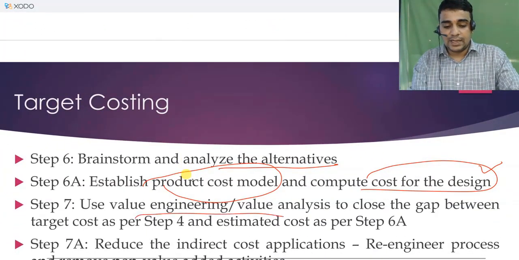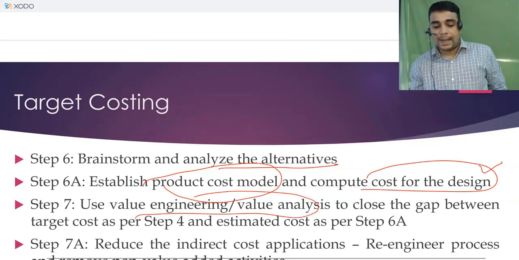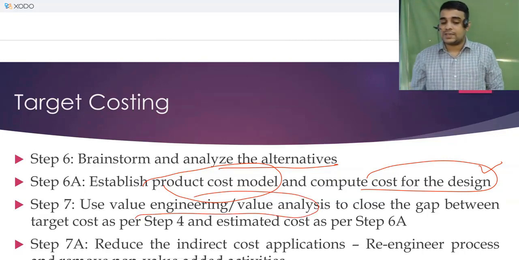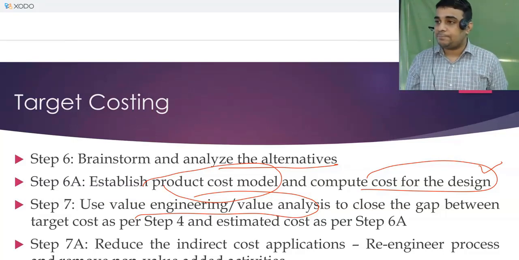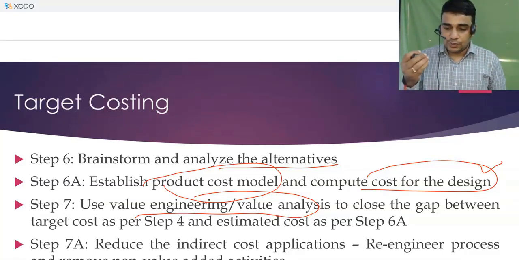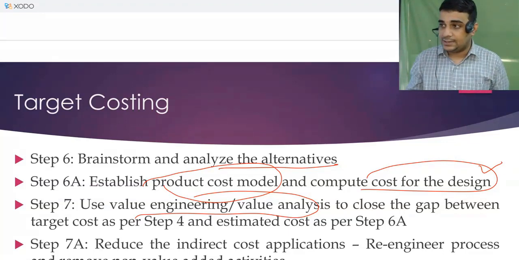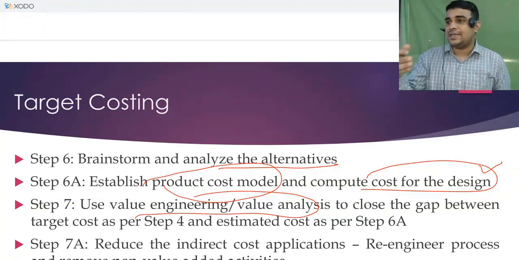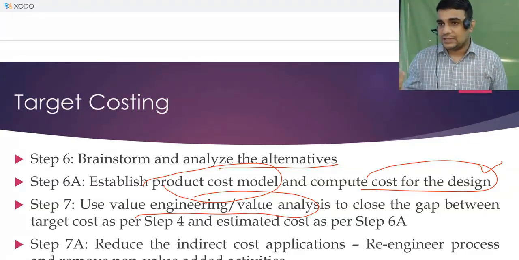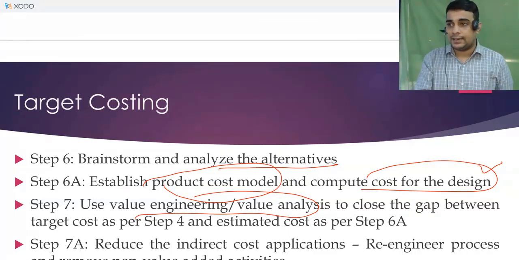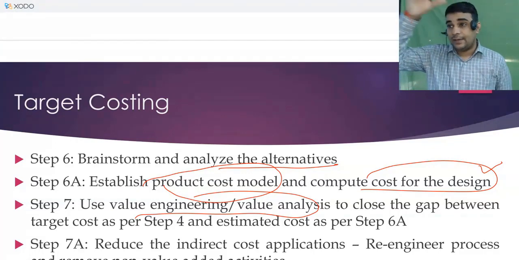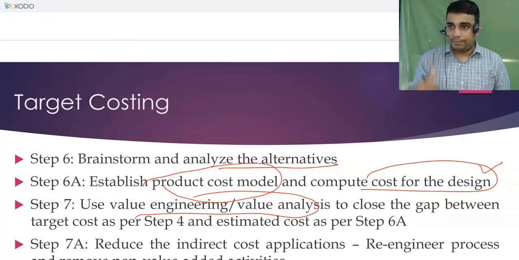Use value engineering or value analysis to close the gap between the target cost as per step 4 and the estimated cost as per step 6A. Again, I'm telling you, step numbering can be a challenge in the exam, because they keep saying step 6A, 6B. I'm not able to recollect the exact step numbers. That is why I gave you a broad overview and I'm breaking it down.